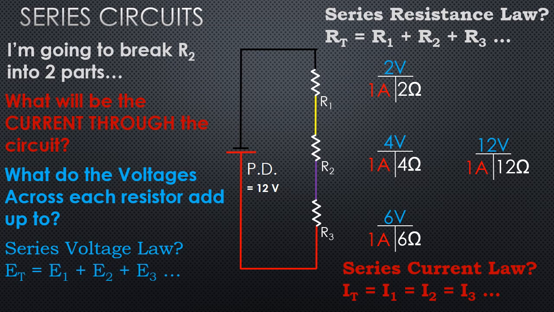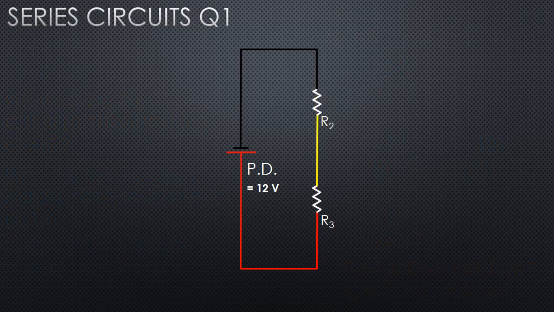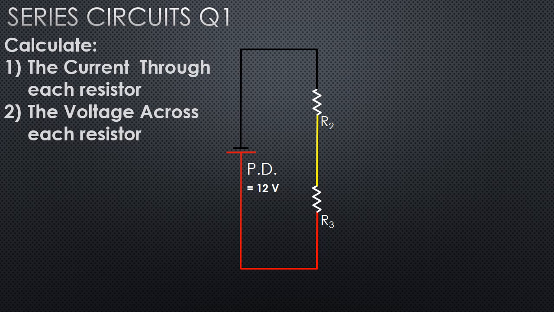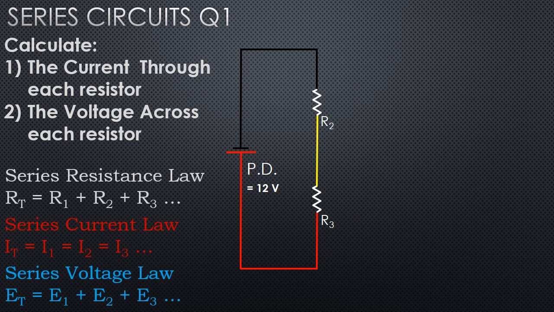ET, the total voltage in a circuit, has to equal the potential difference, and it is the sum of all of the voltages of each series load. So the series resistance law and the series voltage law are very similar. So calculate the current through each resistor and the voltage across each resistor using those laws we just looked at.